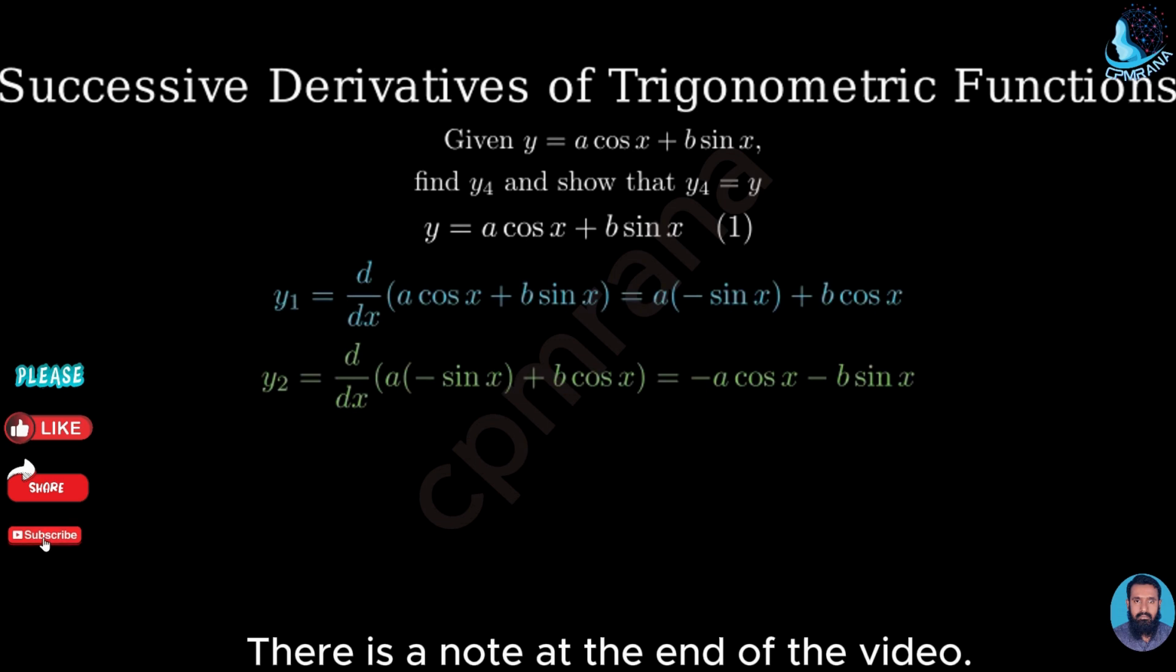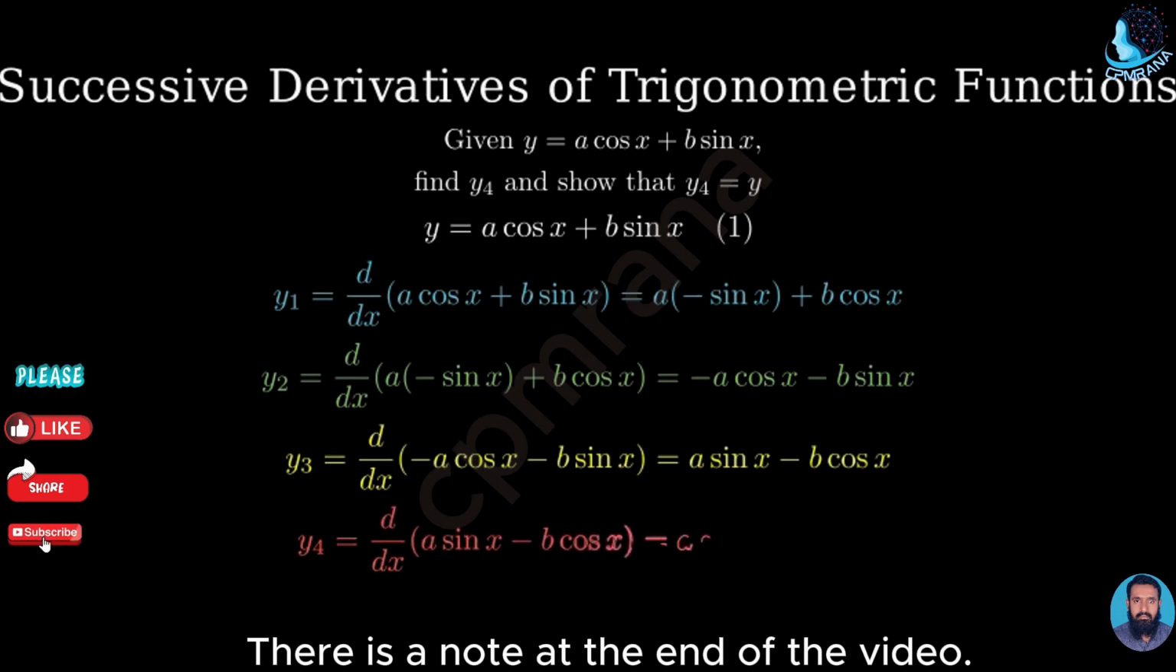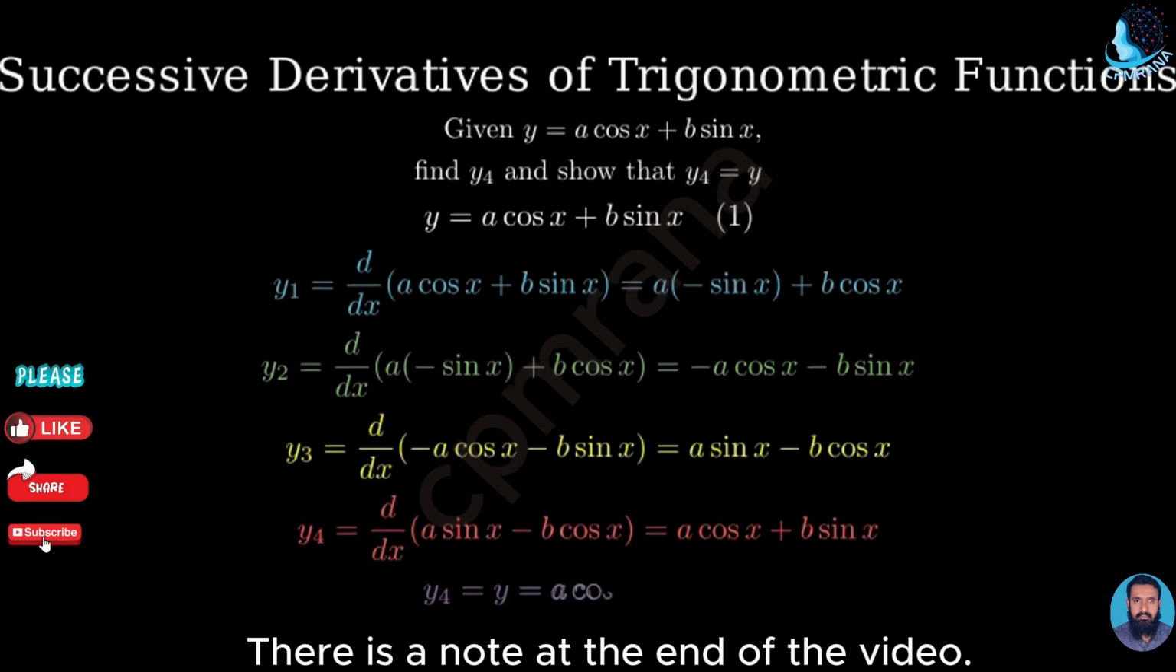For the third derivative, we get y sub 3 equals a sine x minus b cosine x. Finally, for the fourth derivative, we get y sub 4 equals a cosine x plus b sine x. Look carefully at this result. Does it look familiar? It's exactly the same as our original function.